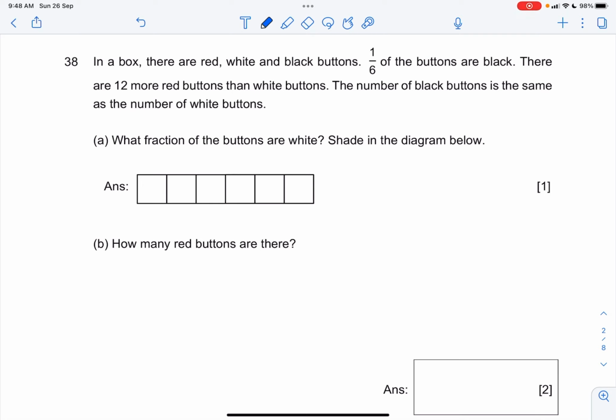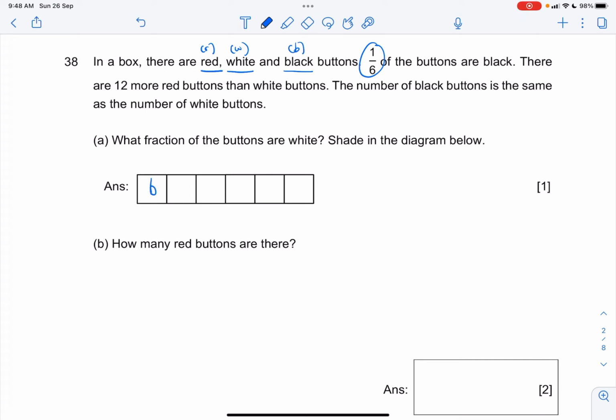Next up is question 38. In the box, we have red buttons, white buttons, and black buttons. So I'm going to label this as R, white as W, and black as B. 1/6 of the buttons are black. And here we have a box of 6 squares. So we can say that 1 out of 6 units is black.